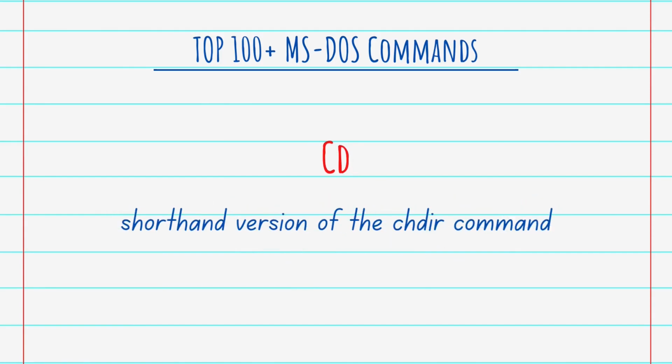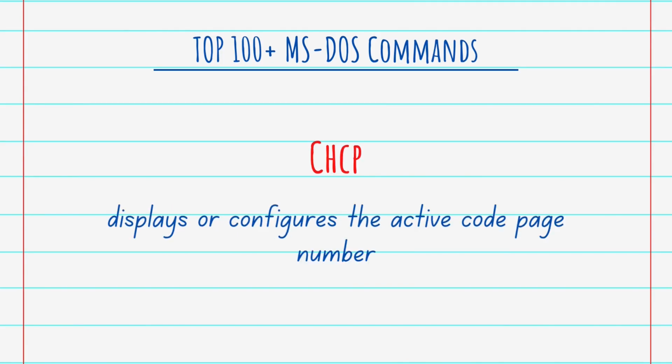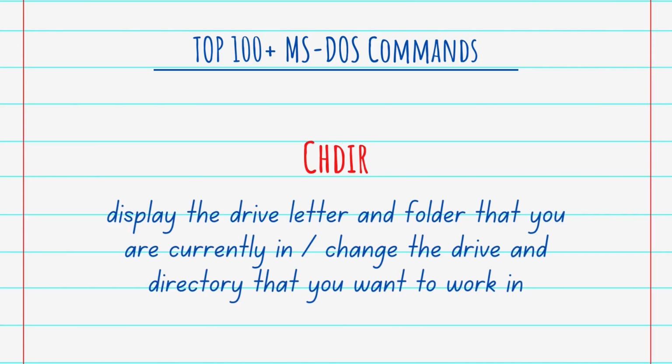Then CD. The CD command is the shorthand version of the chdir command. CHCP. The CHCP command displays or configures the active code page number. Then CHDIR. The CHDIR command is used to display the drive letter and folder that you are currently in. CHDIR can also be used to change the drive and/or directory that you want to work in.